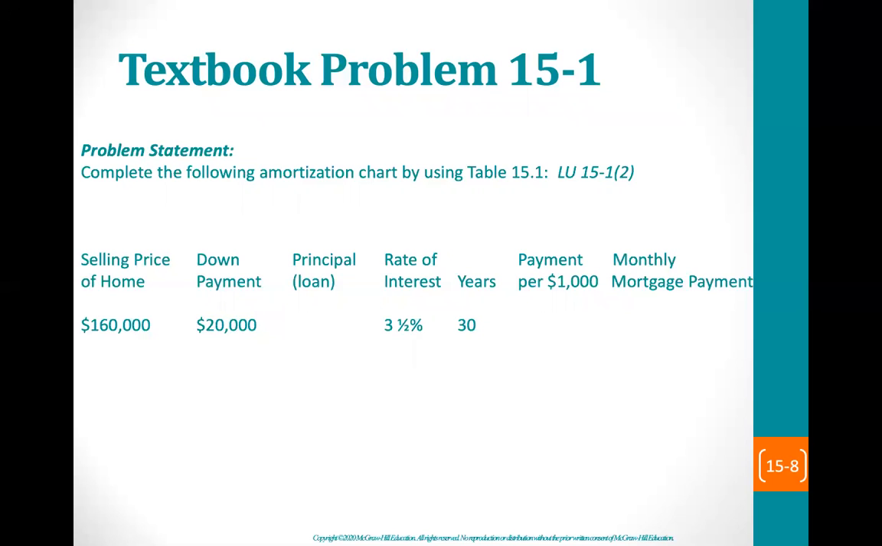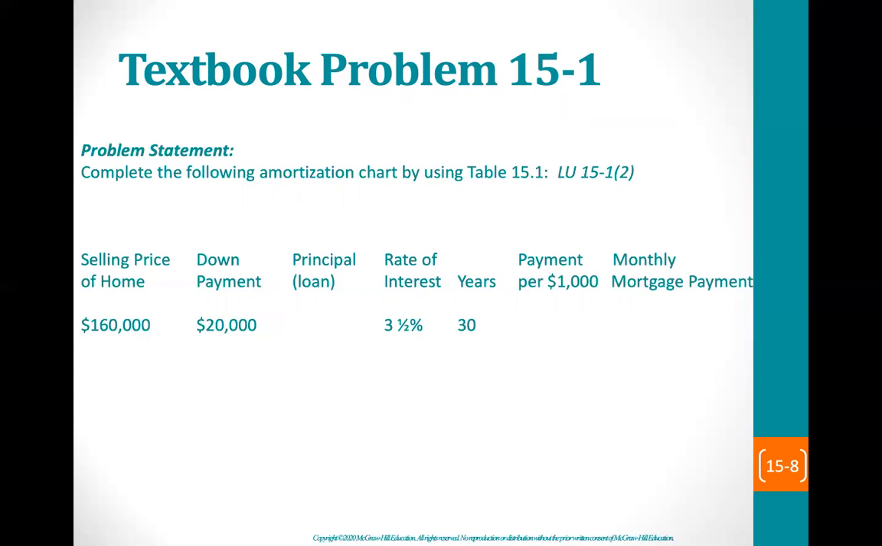Example: compute the following amortization chart using Table 15.1. The selling price of the home is $160,000. You make a down payment of $20,000. Your interest rate is 3.5% for 30 years. So we want to calculate the principal, or the loan amount. We need to determine the payment per $1,000 for the table lookup, and then determine his monthly mortgage payment.